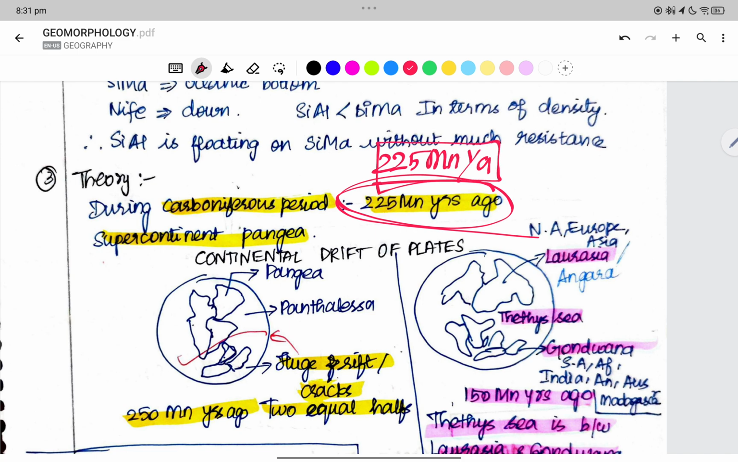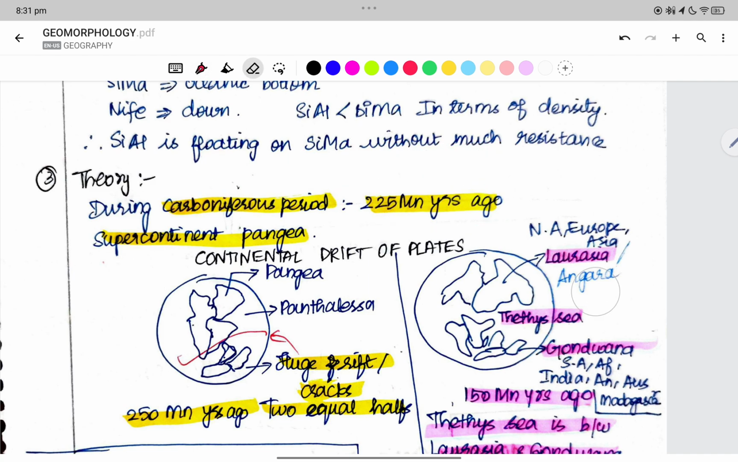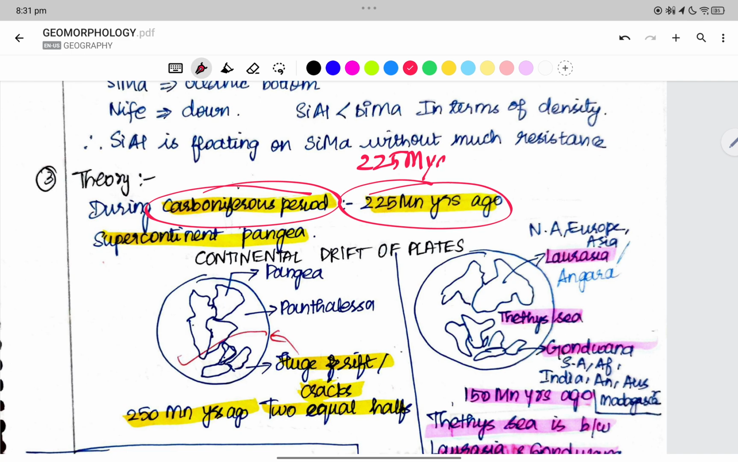The only year we should remember with respect to the continental drift theory is 1912, when Alfred Wegener proposed this theory, and the same 225 million years ago. We need to remember that the cracks appear during the Carboniferous, right? So, 225 million years ago, Carboniferous.